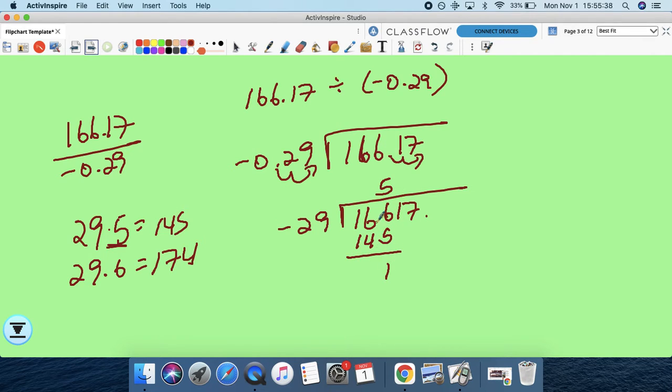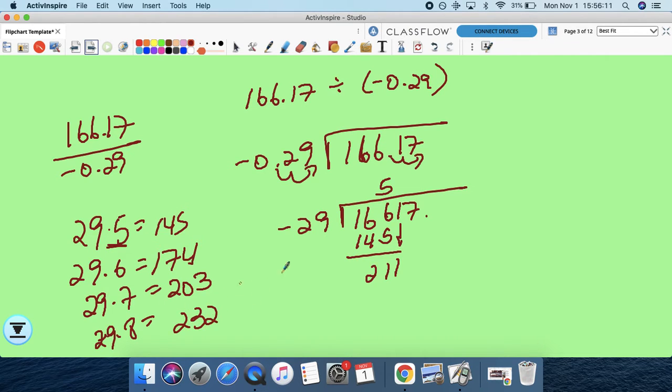6 minus 5 is 1. 6 minus 4 is 2. Let's bring the 1 down. And 29 goes into 211. 29 times 6 is 174. 29 times 7, just to show you, is 203. Yeah, that works. 29 times 7 works. And 29 times 8 is 232. That's too much. So we'll put a 7 over here. So that gets 203.